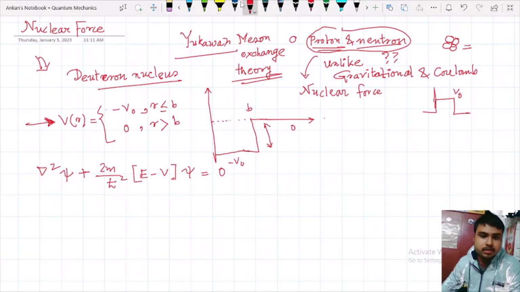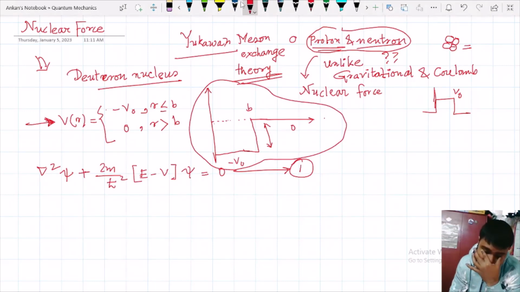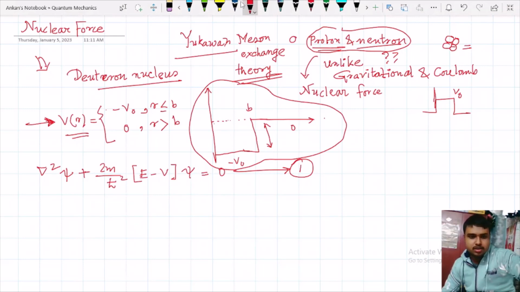Name it equation 1. Now this is a spherically symmetric case, because the nucleus was first assumed to be spherical in shape, and since it was spherical in shape and V of r is also a radial function of potential, the grad square can be taken in spherical polar coordinates.